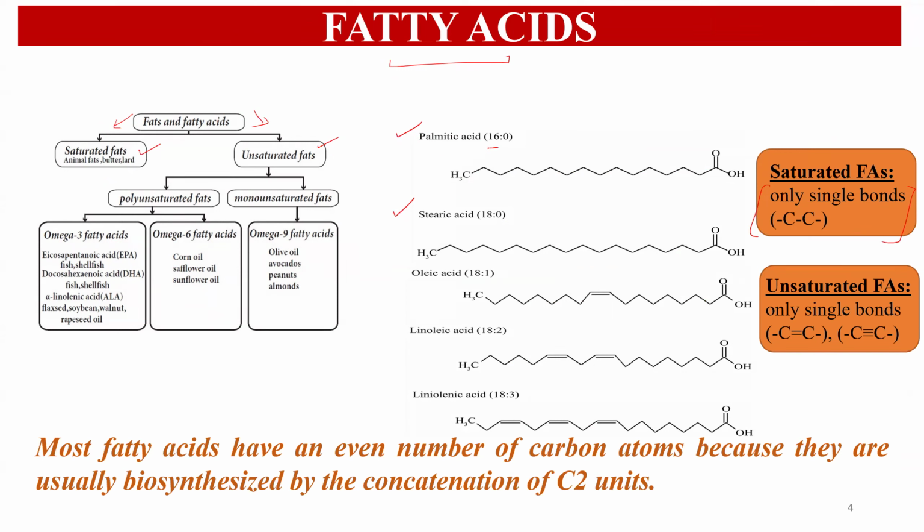Palmitic acid has 16 carbons in it, and you can see that it is a long hydrocarbon chain, and then there is a carboxylic acid in it. There is no double or triple bond present. Everything has single bonds. All the carbons are bonded together by single bonds. That is why they are saturated fatty acids. And the second one is stearic acid. Stearic acid has 18 carbons, and again, it is a fatty acid.